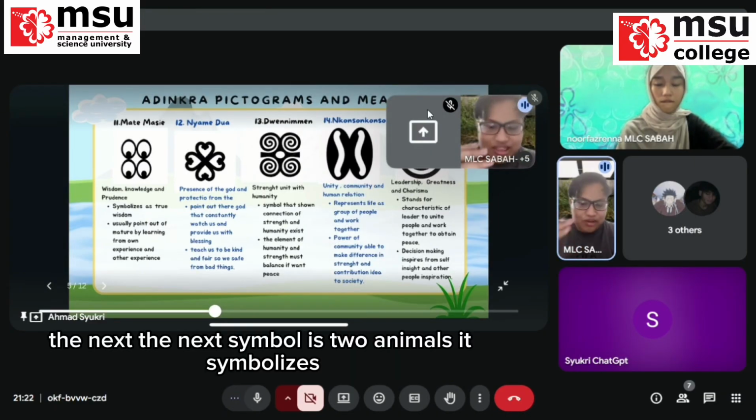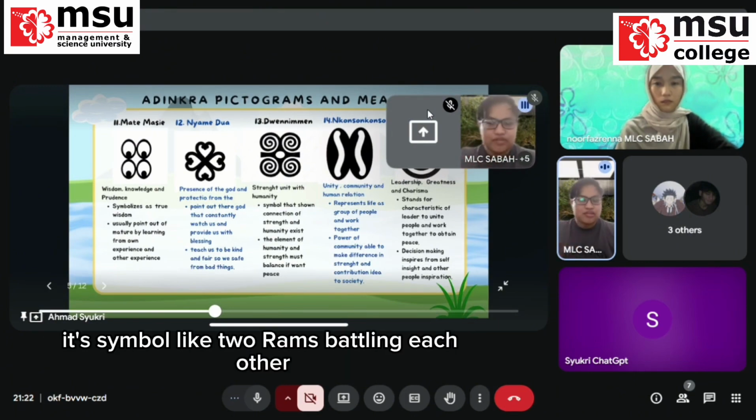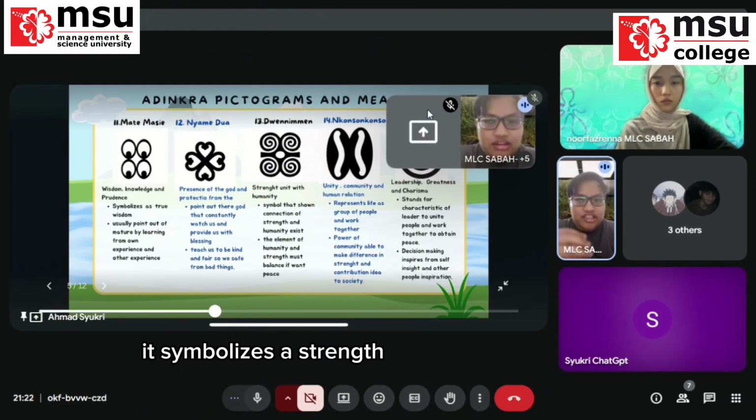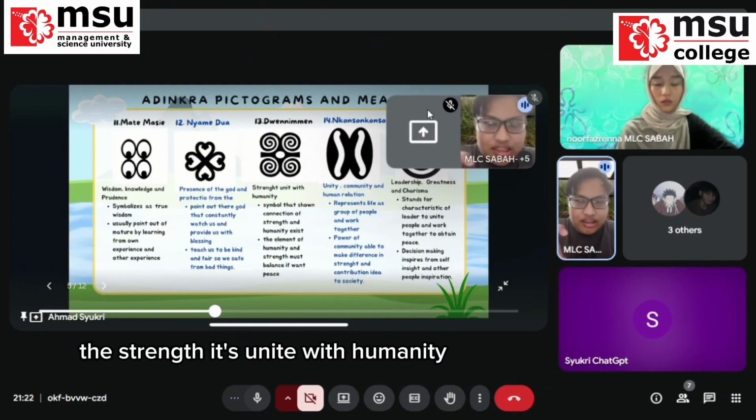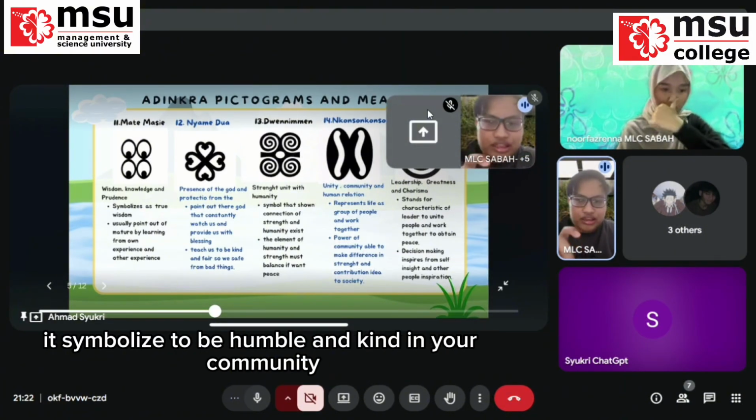The next symbol is Tuntum Ne Fitam, a symbol like two rams battling each other. It symbolizes strength, and that strength is united with humanity. If you have strength, you also need humanity to balance it. It teaches us to be humble and kind in your community.